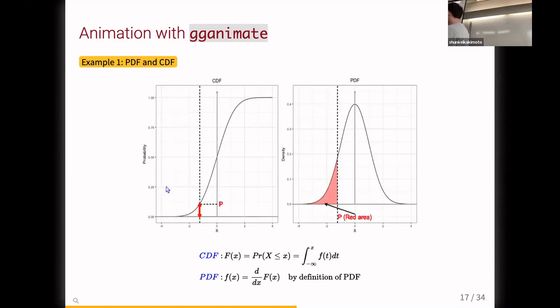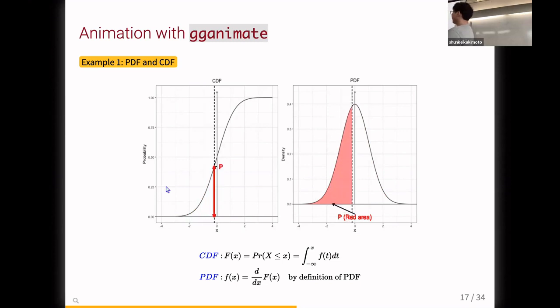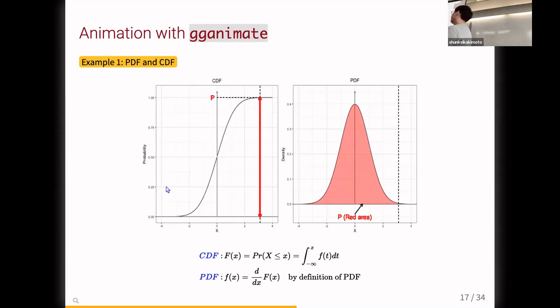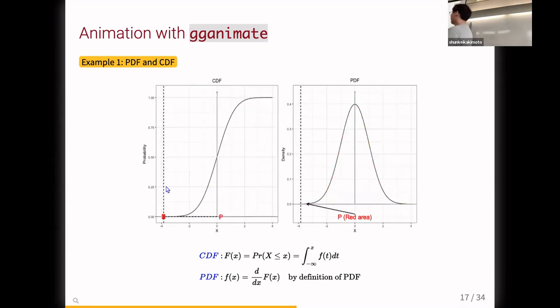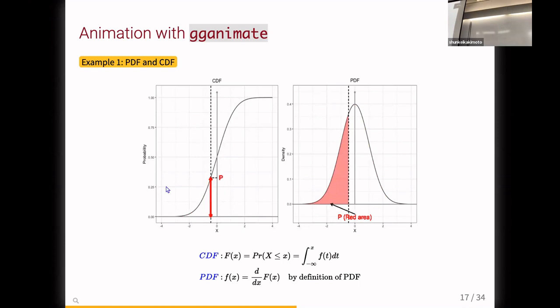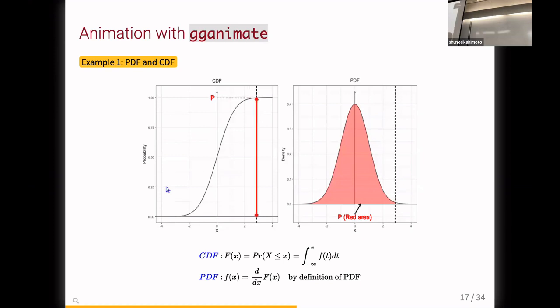So what does this mean? That's actually an important point. If you can show this kind of animation, I think it's easier for students to understand. Let's say this P indicates the probability. The P corresponds to the area under the PDF, which is what this part means.